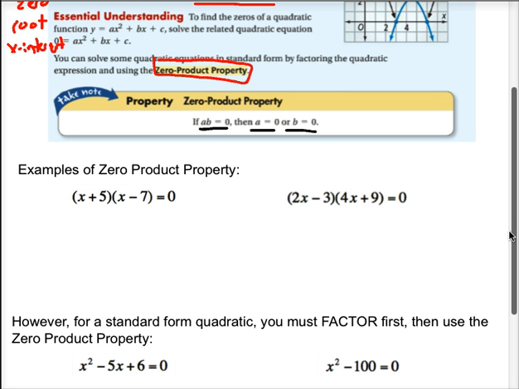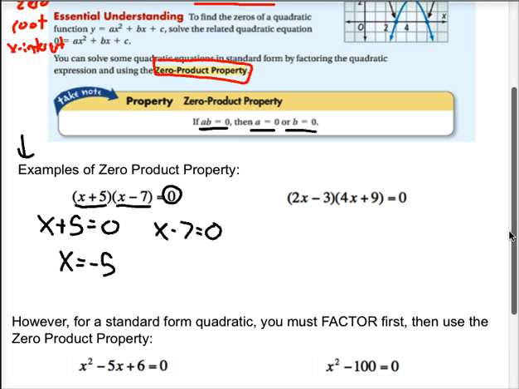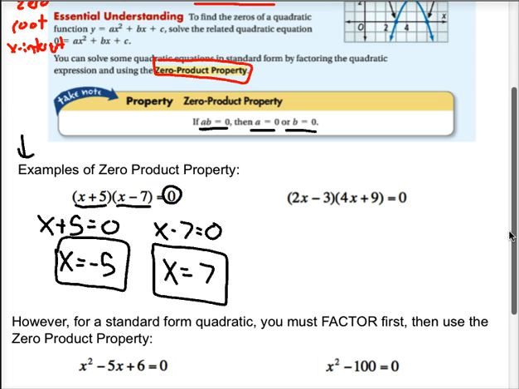So let's do a couple examples of the zero product property. Here I have two things already in factored form, okay? We're going to start off basic, work up to being more difficult. Here, I see two things multiplying to be zero. So I'm going to take each piece and set it equal to zero, because that's what the zero product property says. It means my solution is x equals -5 and x equals 7.